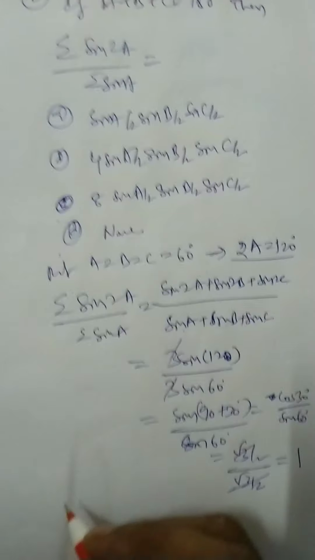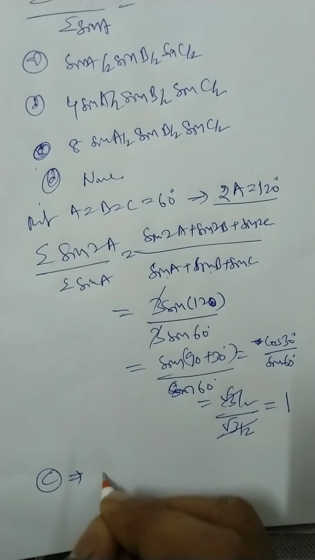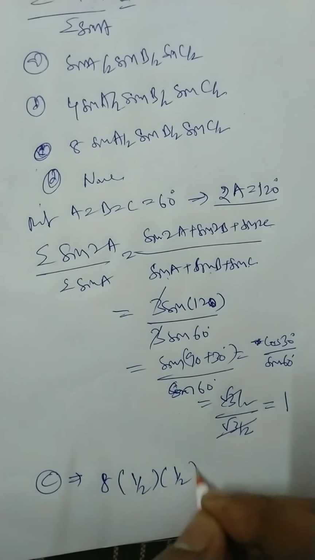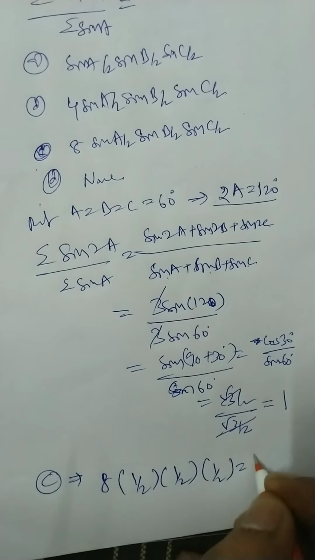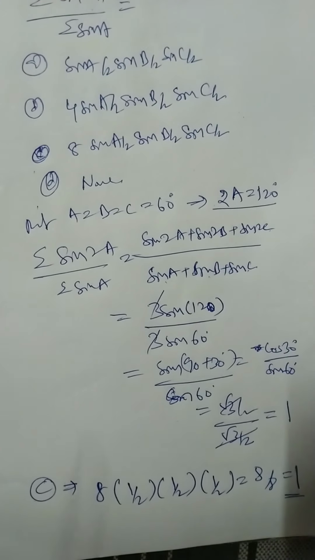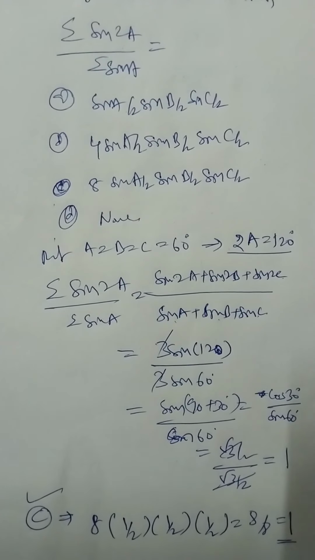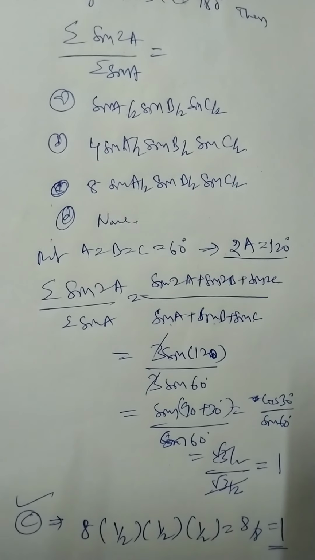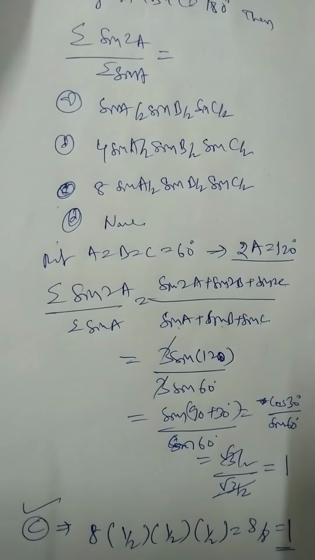So I am directly going for it here. Substitute in C: 8 into sine A by 2, where A is 60, 60 by 2 is 30. The sine 30 value is 1 by 2, sine 30 is 1 by 2, sine 30 is 1 by 2. So you get 8 by 8, and the answer is 1. So the right option is C, by using the same mechanism. Is it clear? Now we are going to see another problem in this regard. So the problem is here.